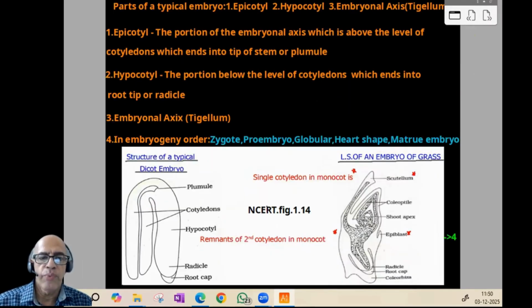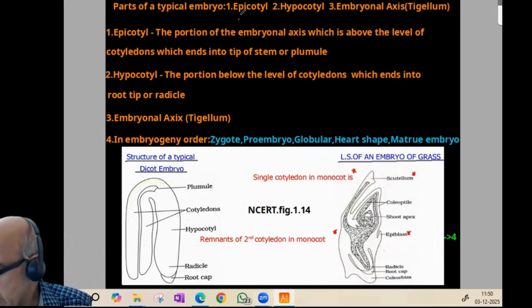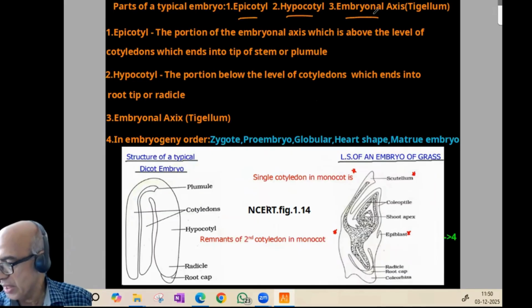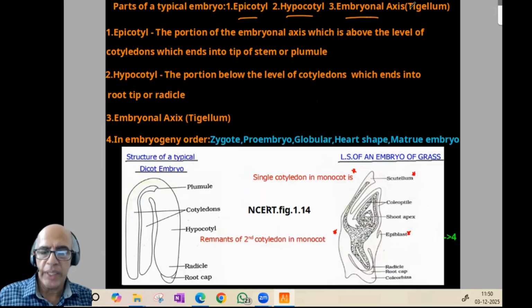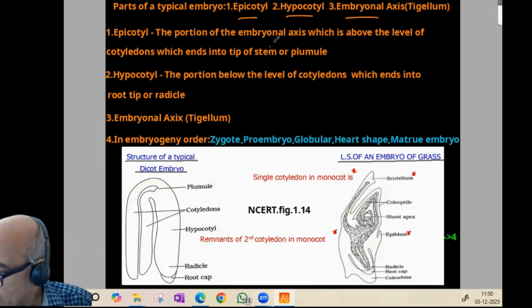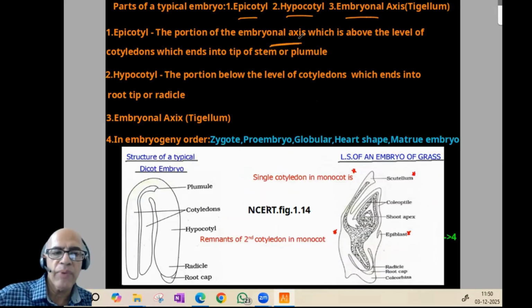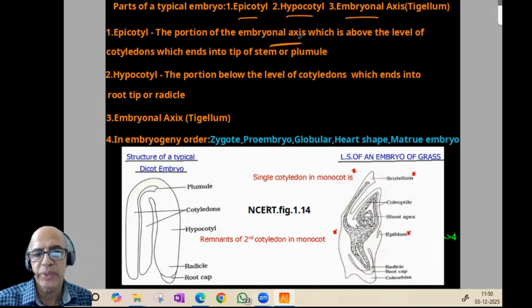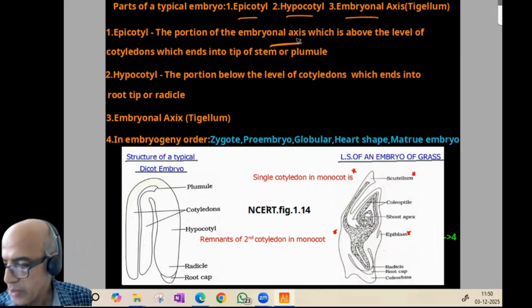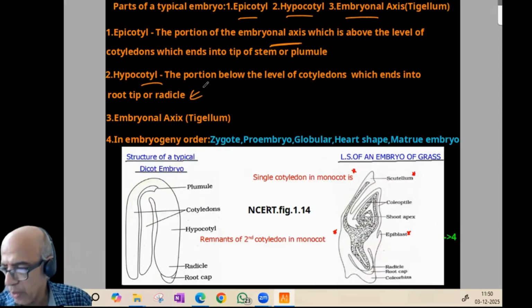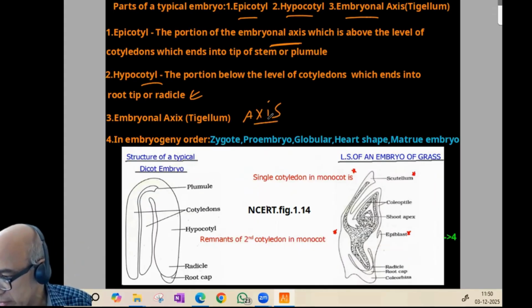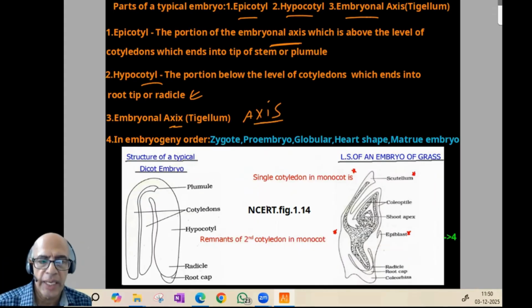Now, parts of a typical embryo. 3 parts: epicotyl, hypocotyl, embryonal axis. Axis, yes, correct, it is called tigellum. Epicotyl is the portion of the embryonal axis which is above the level of cotyledon, which ends into the tip of stem or plumule. Above. Second is hypocotyl, below. Hypo means below, the portion below the level of cotyledon, which ends into the root tip or radicle. So, above, below. Now, embryonal axis, that is tigellum.